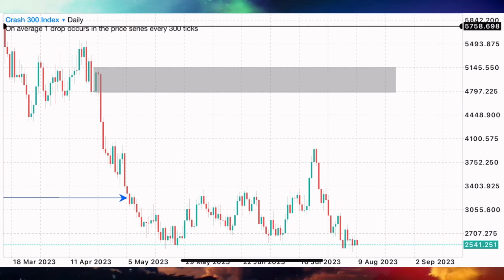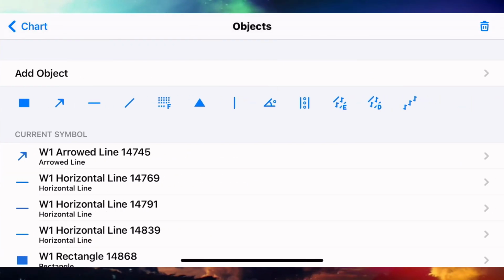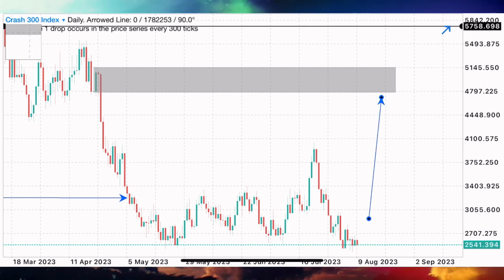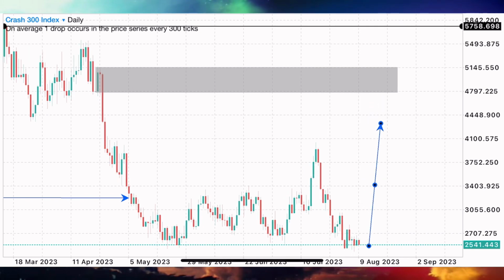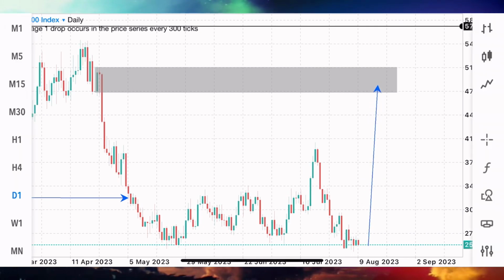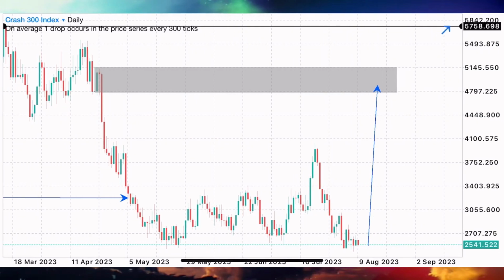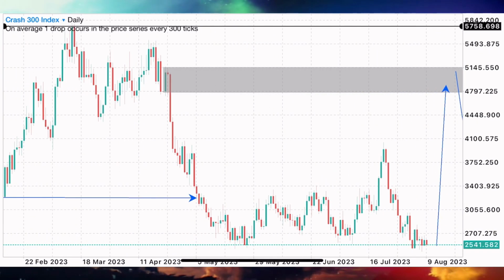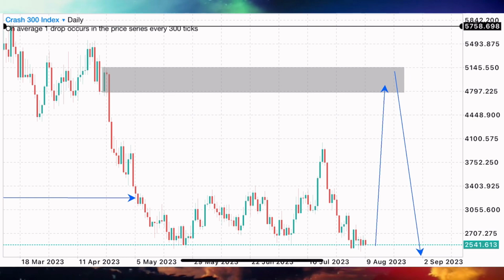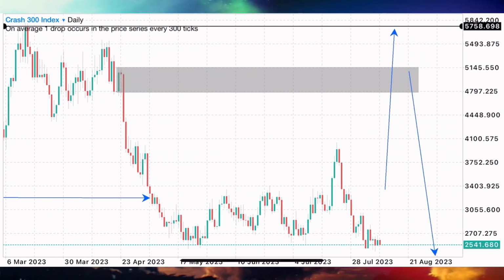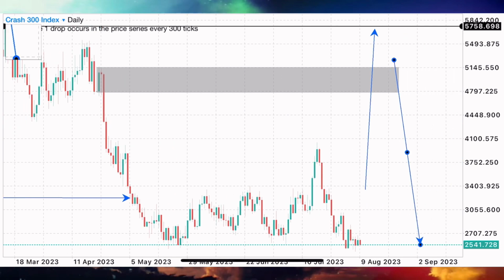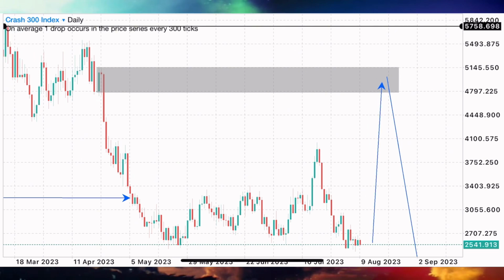So I expect that supply to also be tapped before the market continues with its bearish order flow. I'm expecting something like this to happen. If it breaks there, we're expecting that swing lower high there to be tapped before we go all the way down. But this is my first target.